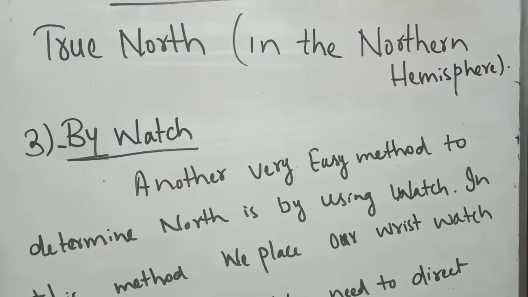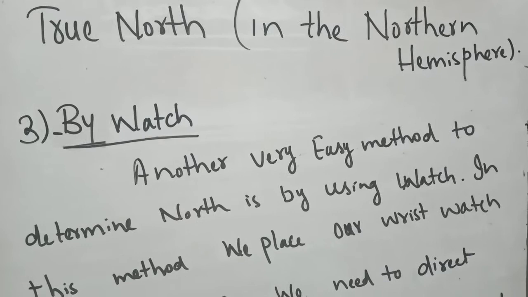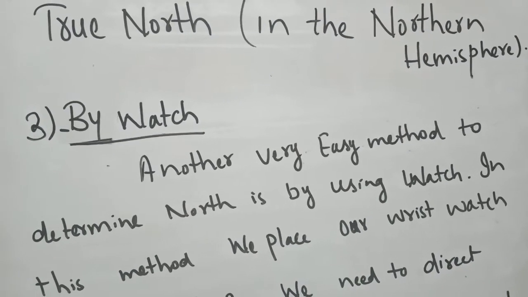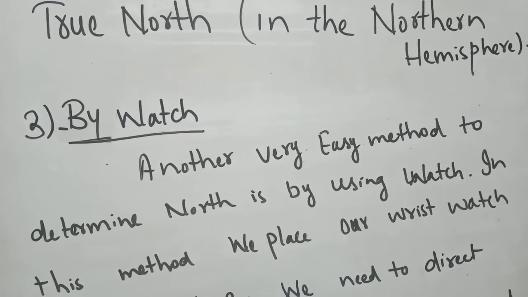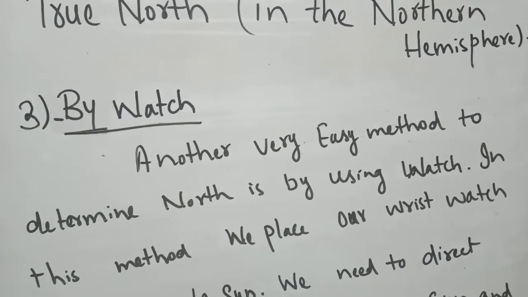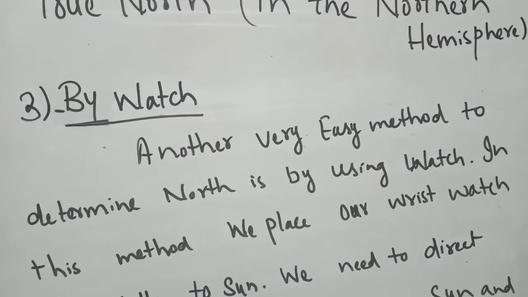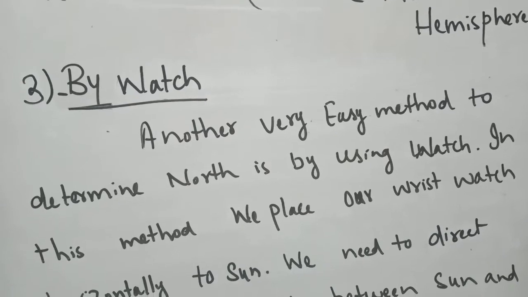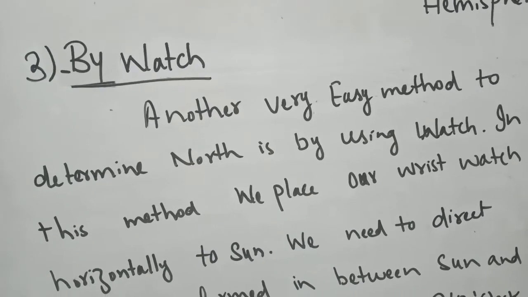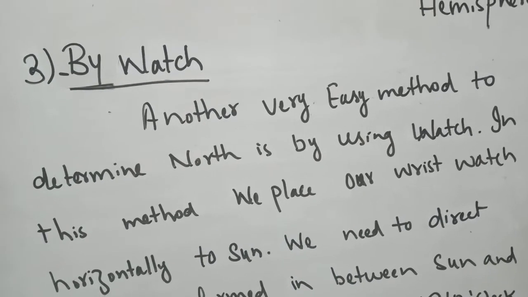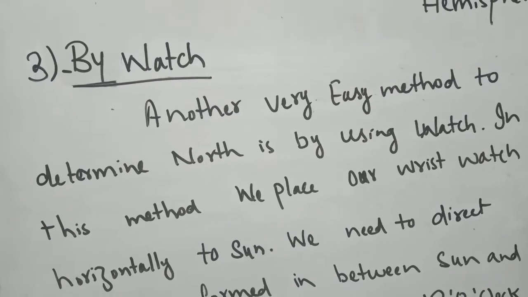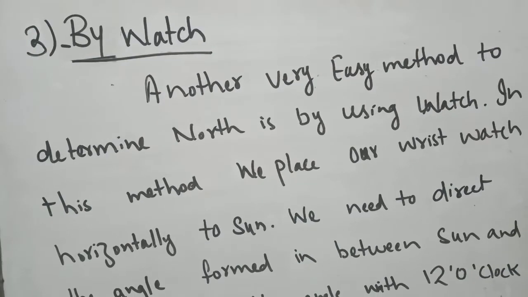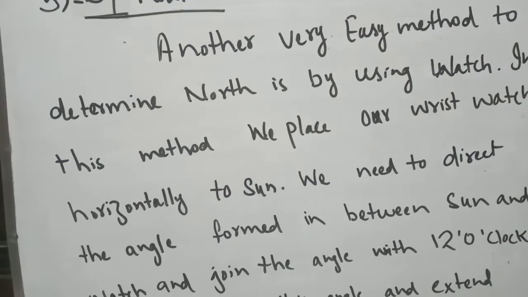Now there is a third method to determine the true north, and this method is through the watch. This is a very easy method to determine north by using a watch. What do we need to do in this method? We need to place our wrist watch towards the sun horizontally, and once we have placed our wrist watch towards the sun, we need to direct the angle formed in between the sun and the watch.